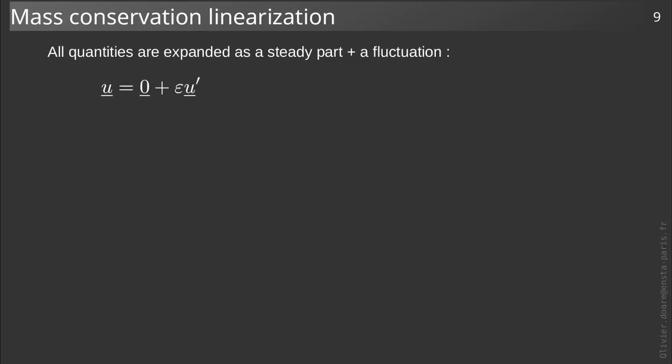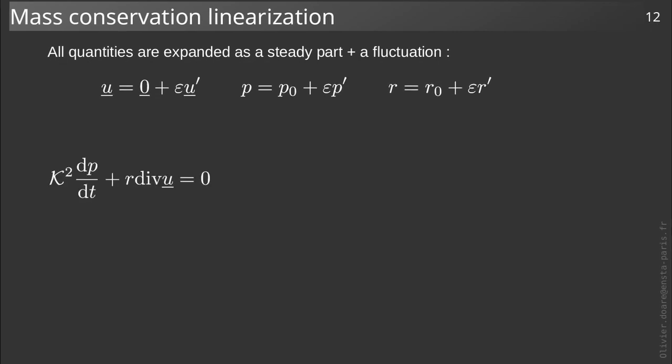Let's start with the mass conservation. The velocity is thus decomposed into a stationary part, 0 for a fluid at rest, and a fluctuation of order epsilon. Epsilon is the usual name for a small parameter, but it should be noted that in our case it is strictly equal to d. The pressure is also decomposed into a stationary part p0 and the fluctuation epsilon p', as well as the density. It remains to introduce these quantities into the dimensionless mass conservation equation.